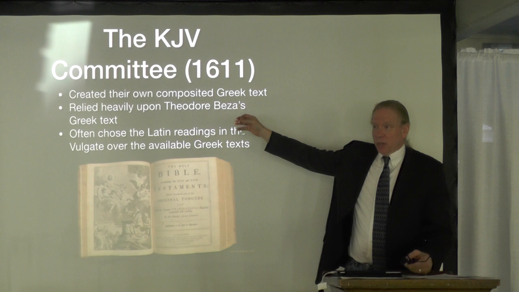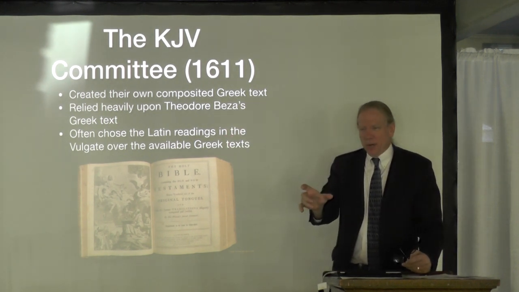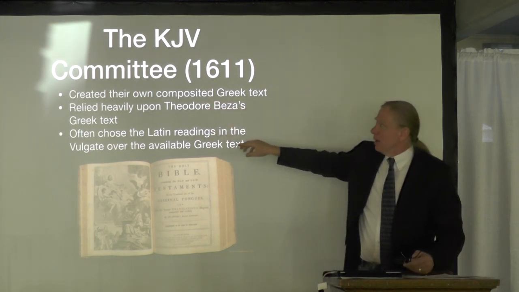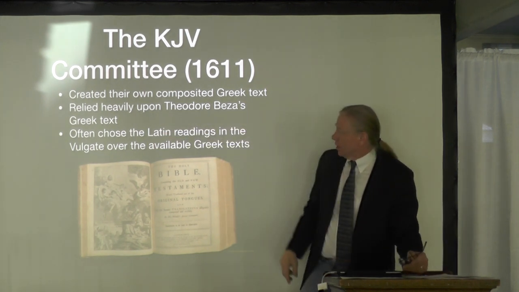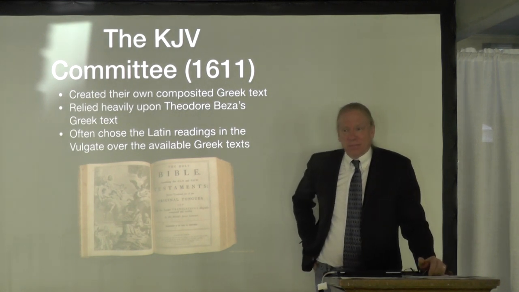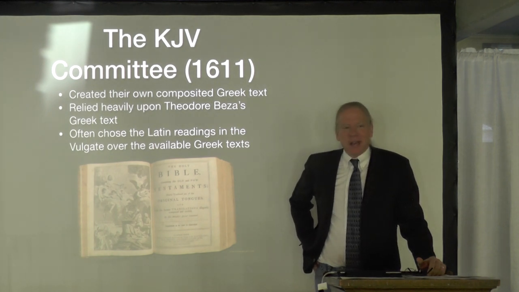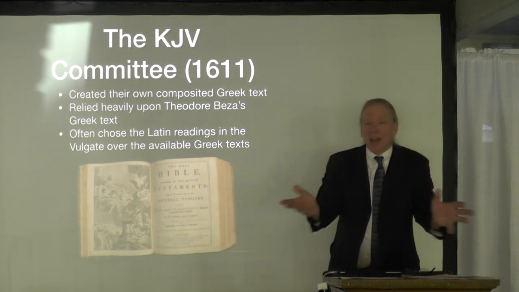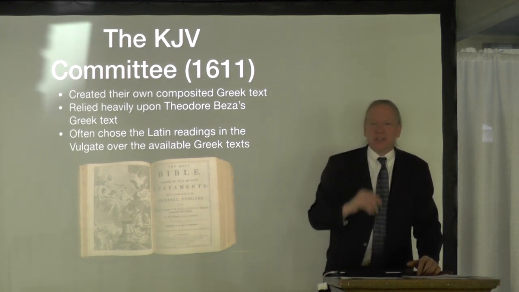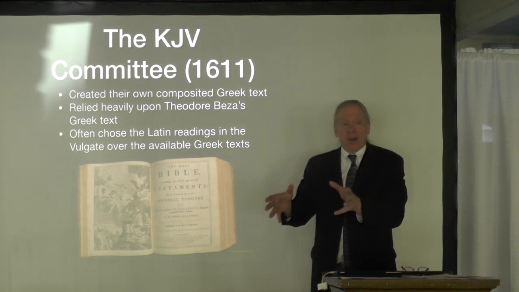The King James Version took Beza's attempt at creating a Greek text, and then they added to it. They created their own composite of Greek text. Again, they relied heavily upon Beza's Greek text, but there are a lot of passages they didn't like in Beza. And they kept flipping back to the Latin Vulgate and said, well, see, it doesn't contain certain passages that the Latin Vulgate does. We like the Latin Vulgate more than we do the Greek texts, than the Byzantine texts, than the Alexandrian texts. And so when there were discrepancies, they relied very heavily on the Latin Vulgate.